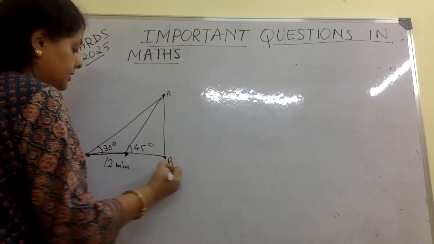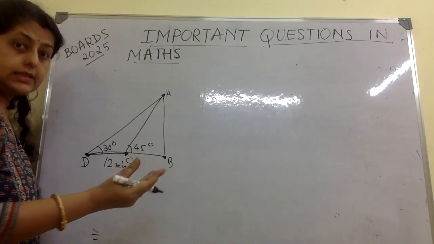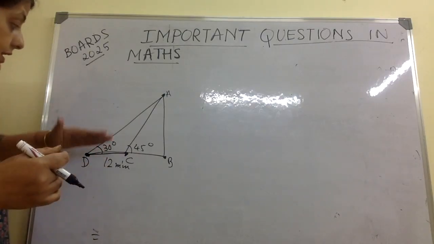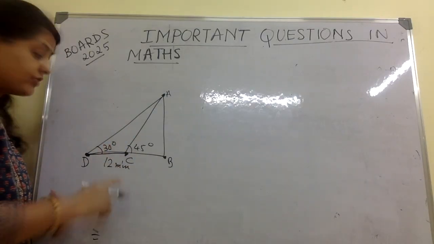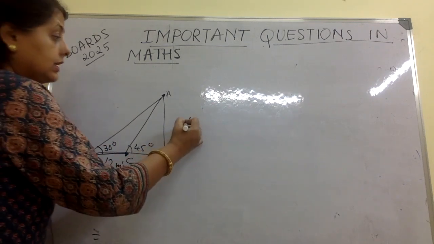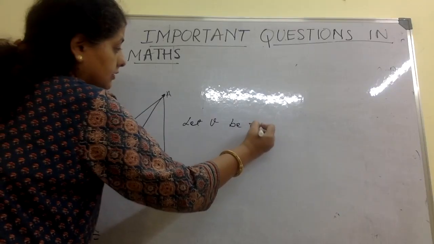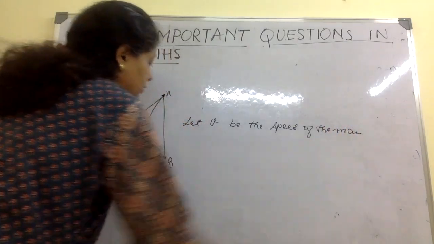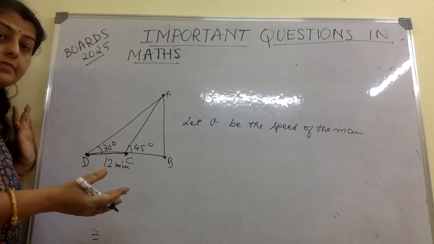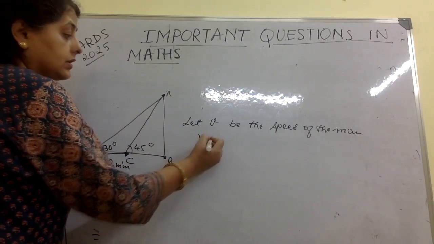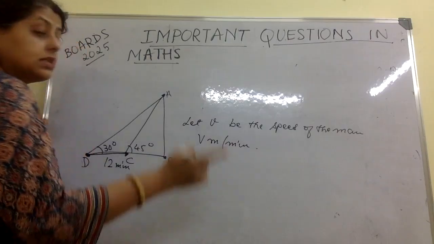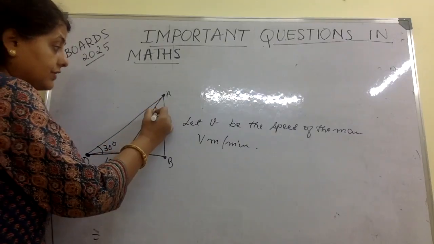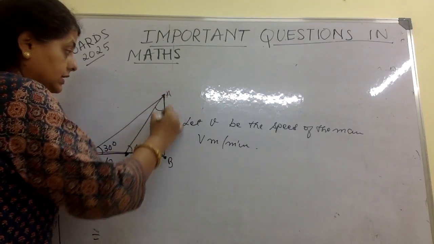This tower is AB. Here is point D and let's say point C. So from C to B, how much time will he take? This is given in minutes. That is why I've taken up this question. What to do? Let V be the speed of the man, V meters per minute. If this is in seconds, we'll take meters per second. Now if this is 45, this is also 45. That means this part is equal to this part.